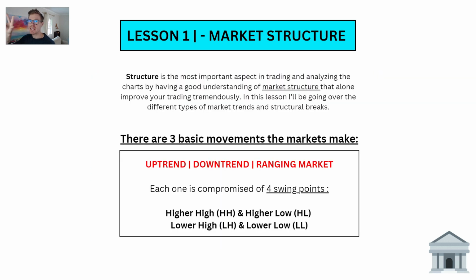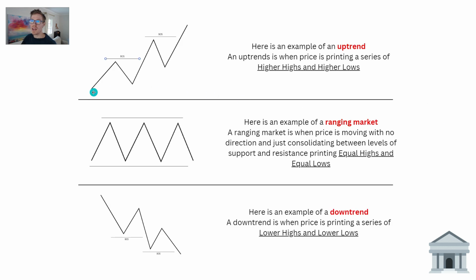There are 3 basic movements the market makes: uptrend, downtrend, and ranging. Each is made up of 4 different swing points: higher high, higher low, lower high, and lower low. Here's an example of an uptrend. We get this break in structure to the upside, which shows that the buyers are in control and that there's more demand in the market.